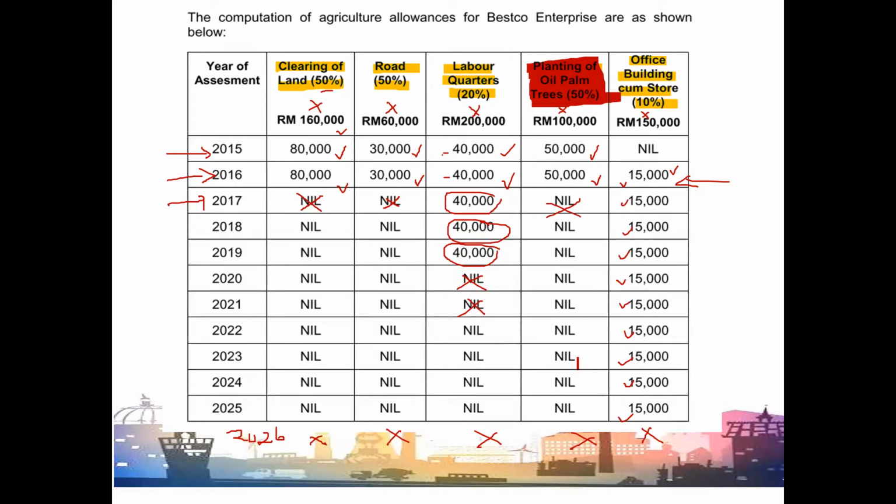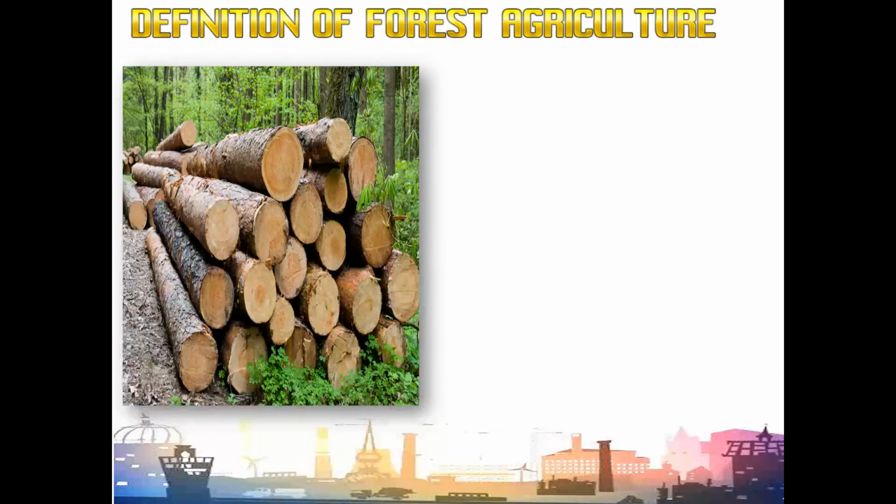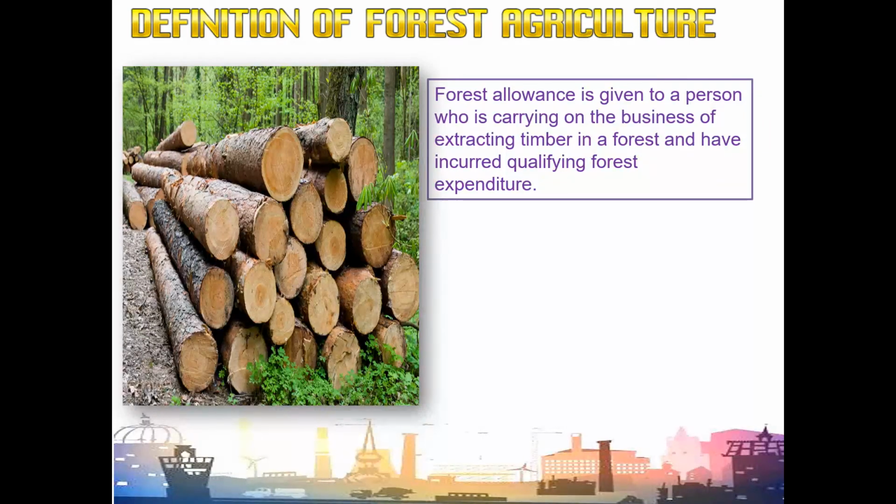Okay, so let's move to another subtopic, which is forest allowance. So what is the definition of forest agriculture? The forest agriculture ni adalah untuk melibatkan pembalakan. Jadi forest allowance ni only will be given to a person who is carrying a business of extracting timber in a forest and have incurred qualifying forest expenditure. Okay, they must get a license first. Kena ada license. It's not simply just go and cut, chop all the trees. Cannot. Mesti ada license. Okay, so for those yang buat business pembalakan ni, layak untuk claim forest agriculture.